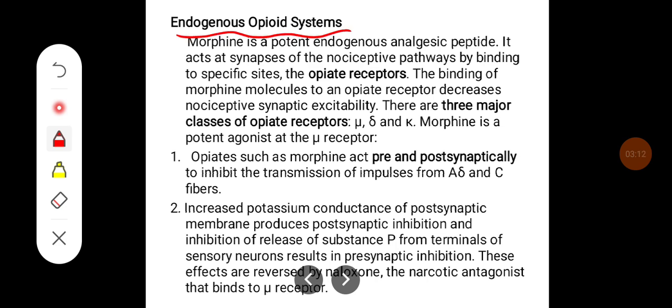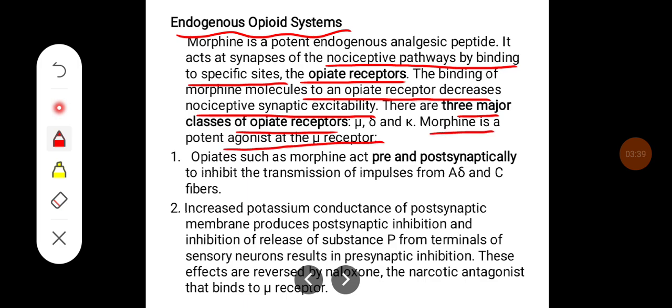Endogenous opioid system. Morphine is a potent analgesic peptide. It acts at synapses of nociceptive pathways by binding to specific sites, the opiate receptors. The binding of morphine molecules to an opiate receptor decreases the nociceptive synaptic excitability. There are three classes of opiate receptors: mu, delta, and kappa. Morphine is a potent agonist of mu receptors.